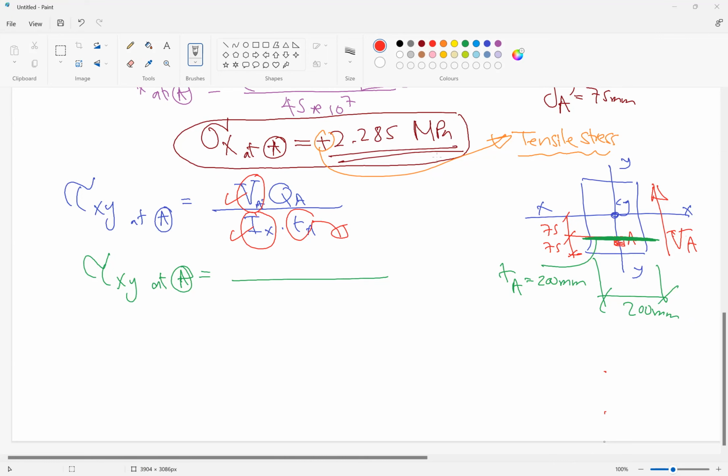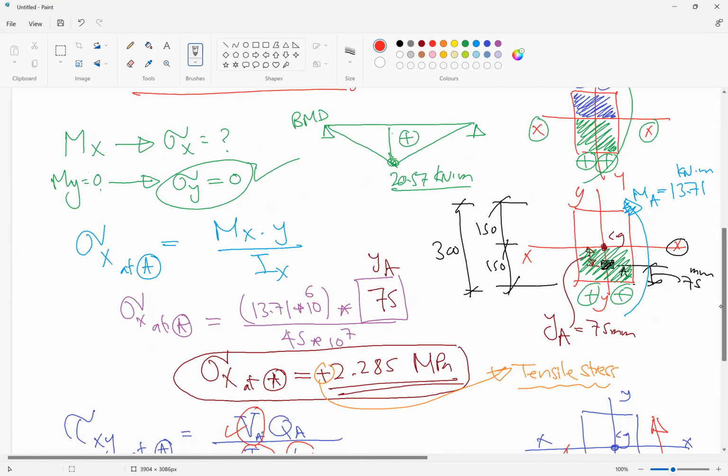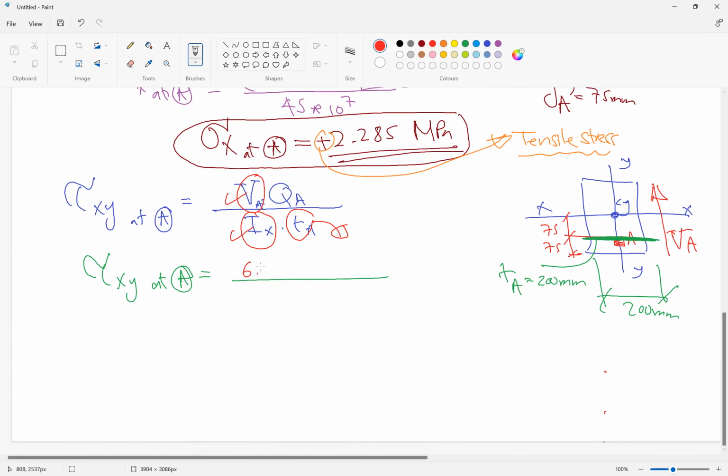So V, if we go up, this is V, which is 6.857 times 10 to the power 3 to convert it to Newton, times Q. I will leave it now. Ix was 45 times 10 to the power 7, times T, which is 200 millimeters. So what we only need to calculate is Q at A. How much is Q at A?